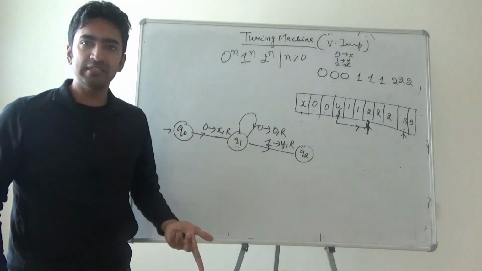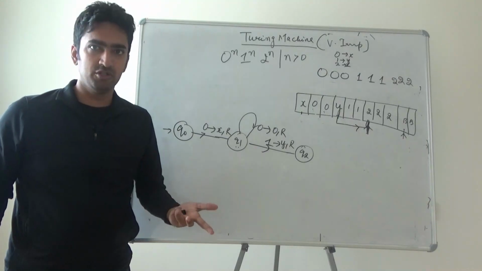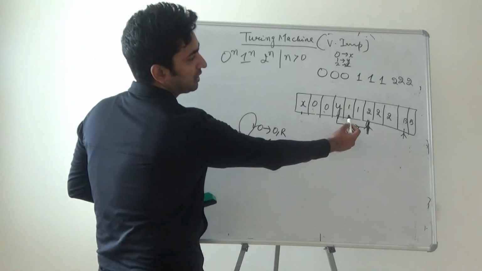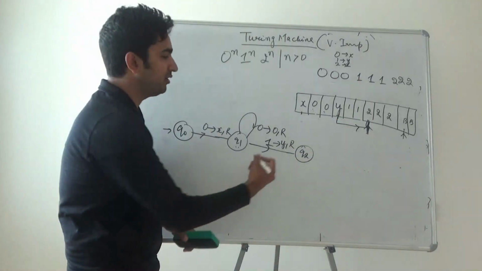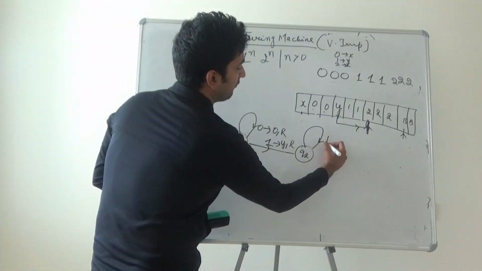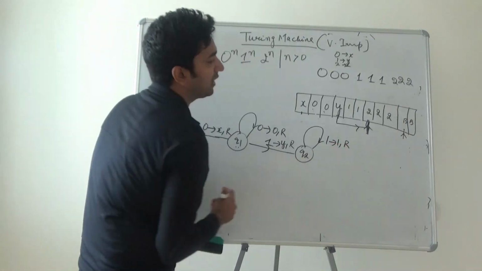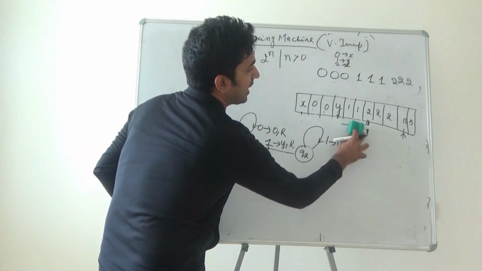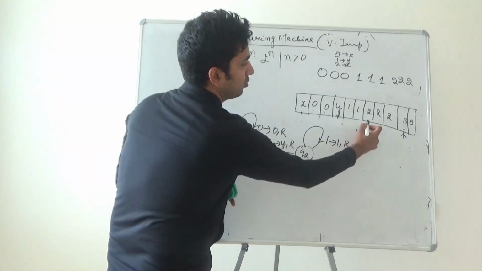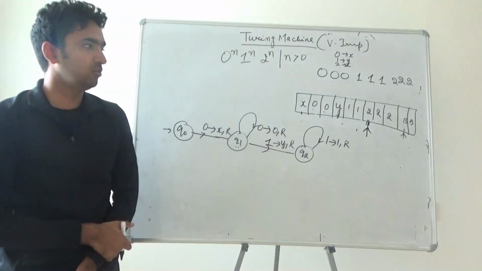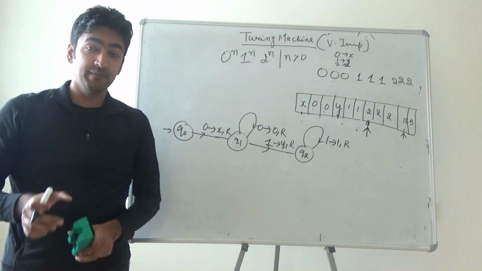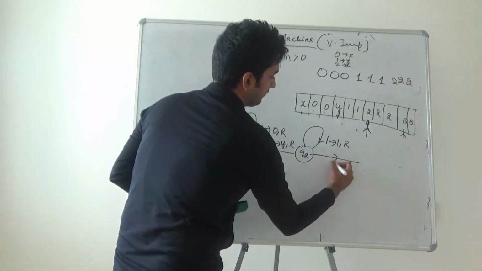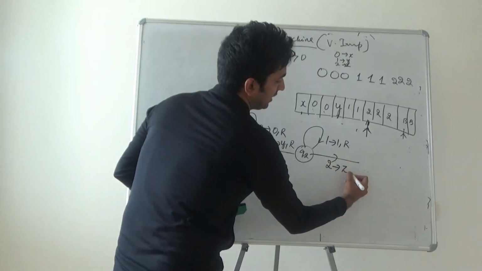So how many ones are encountered in between? No issues, but we need to reach 2. If you see, there are 2 ones which are encountered in between. I am writing 1, 1, R. Why? Because I am encountering these 2 ones. Now I am at this particular 2. Now guys, the point is that 2 will be converted to z. Obviously 2 will be converted to z.